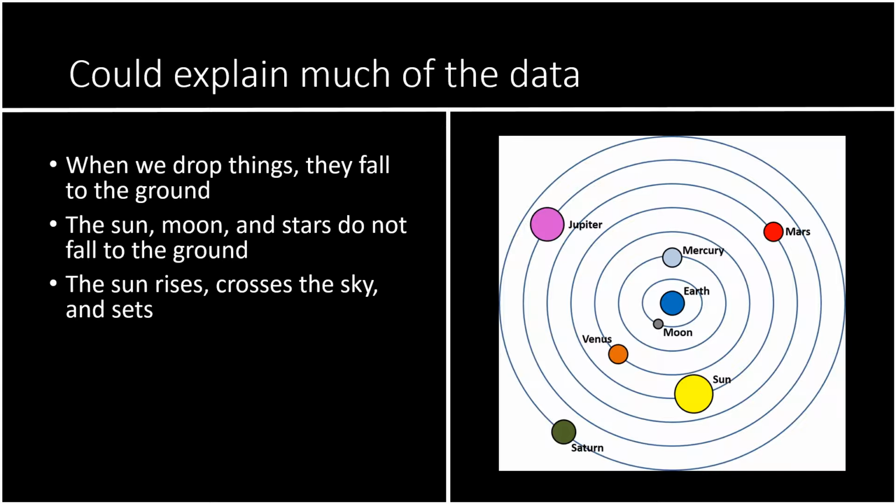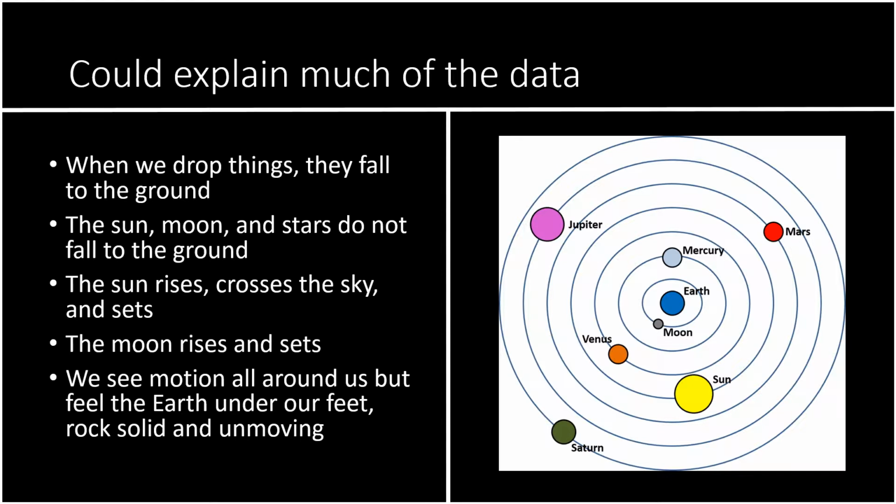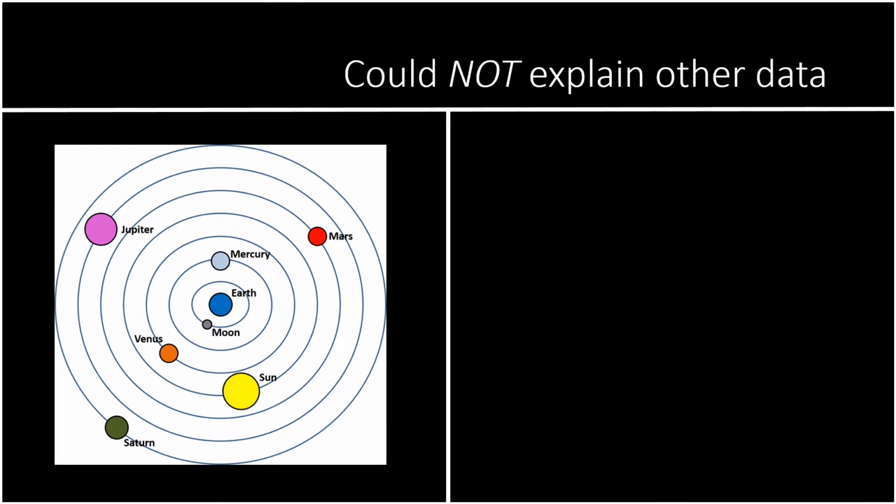We see the sun rise, cross the sky, and set every day. The moon also rises and sets. We see motion all around us, but feel the earth under our feet, rock solid and unmoving. Based on these observations, the geocentric model looks quite reasonable. The Earth is the center of all this heavenly and earthly motion. But there were other observations that could not be explained by the geocentric theory.